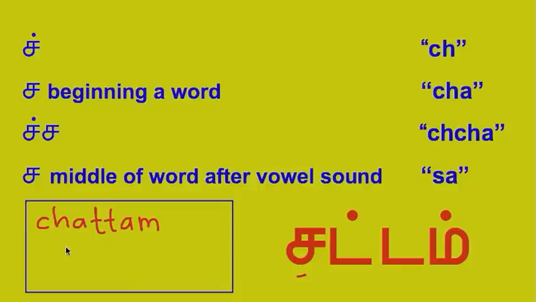Alright. Now I mentioned earlier that when this letter cha begins a word and it makes the cha sound, a lot of people will pronounce it as sa. So when you hear this word spoken or pronounced by 99% of people, what you're going to hear them say is not chattam, they'll say sattam, sattam.